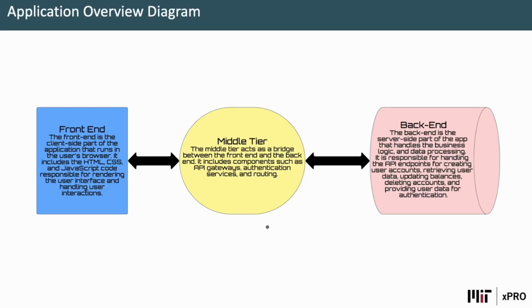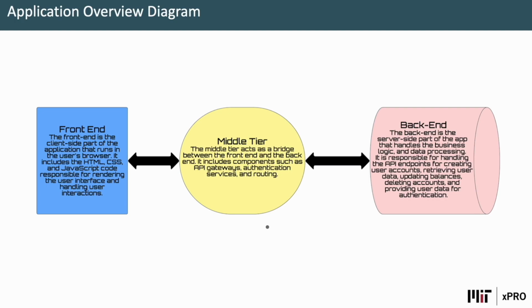So here's the diagram, breaking down the front end, middle tier, and back end. Starting with the front end, it is the client side of the application that runs in the user's browser. It includes the HTML, CSS, and JavaScript code responsible for rendering the user interface and handling user interactions.